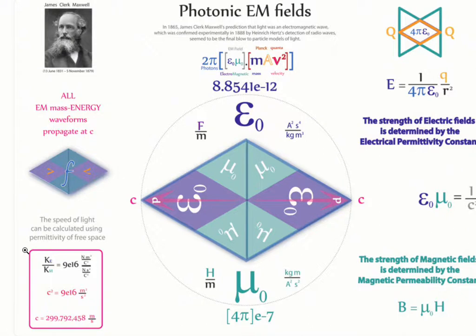Again, even though this formulation 1 over c squared is correct, it's more appropriate in Tetryonics, for reasons you'll see as we go through, to express it as the velocity of energy in free space, or the natural velocity of energy, as opposed to calling it the speed of light.